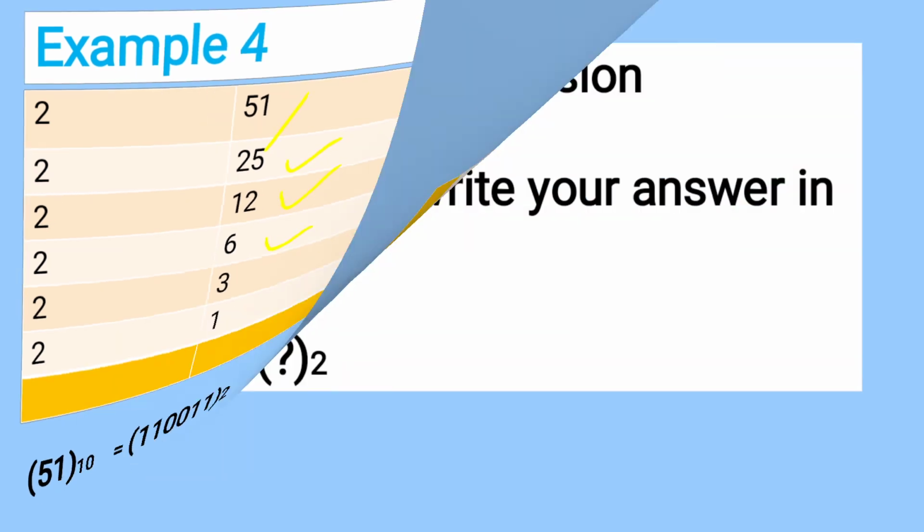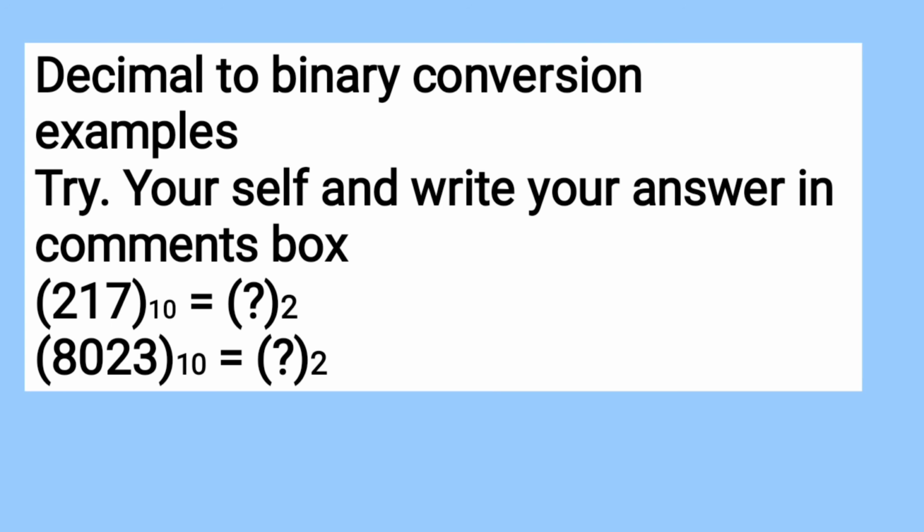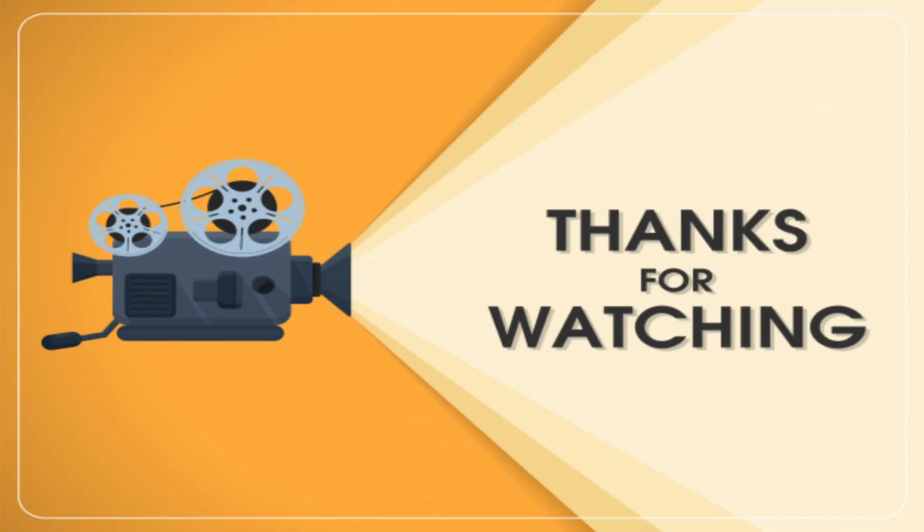Now there are some examples to try yourself. I want each one of you to solve these examples and write the answers in the comment box. The first example is 217 to the base 10 and the next example is 8023 to the base 10. Find the binary equivalent of these by the repeated division method, and please write in the comment box whatever your answers are. Thank you so much for watching.